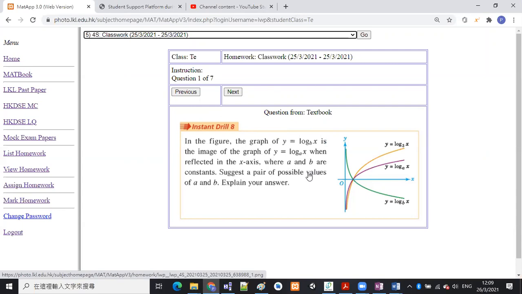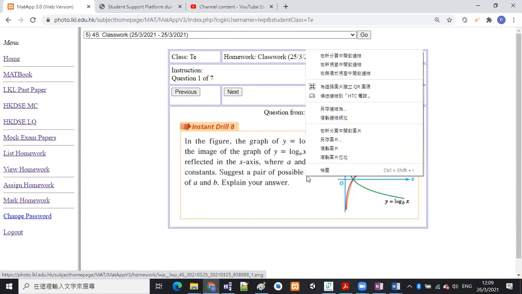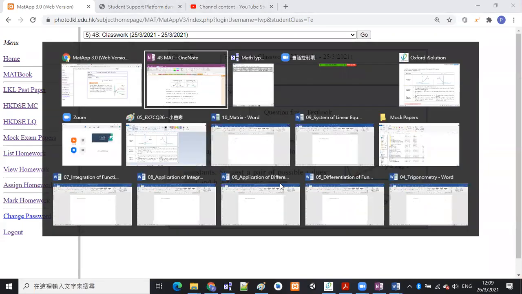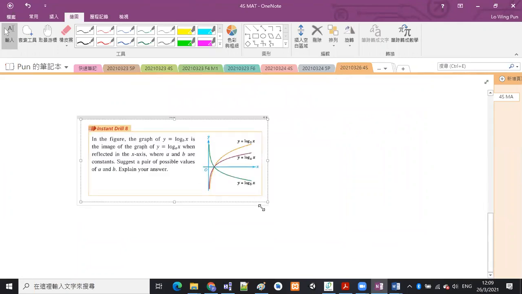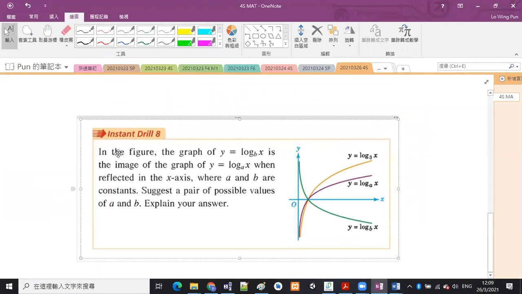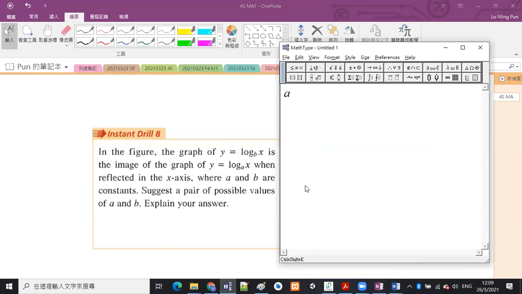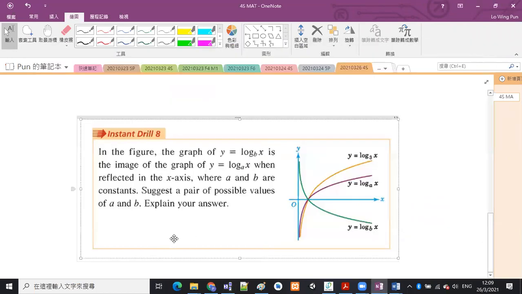Instant drill number 8 compares several graphs at once. In the figure, the graph of y equals log x base b is the image of the graph of y equals log x base a when reflected in the x-axis. A and B have a symmetric relationship, and the axis of symmetry is the x-axis, so the first thing we know is that A times B should be equal to 1.